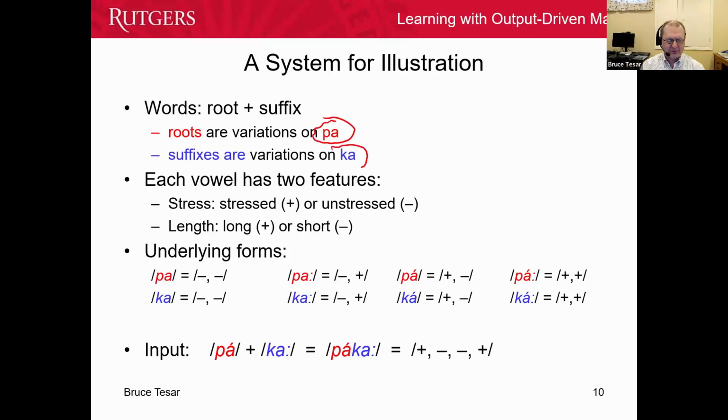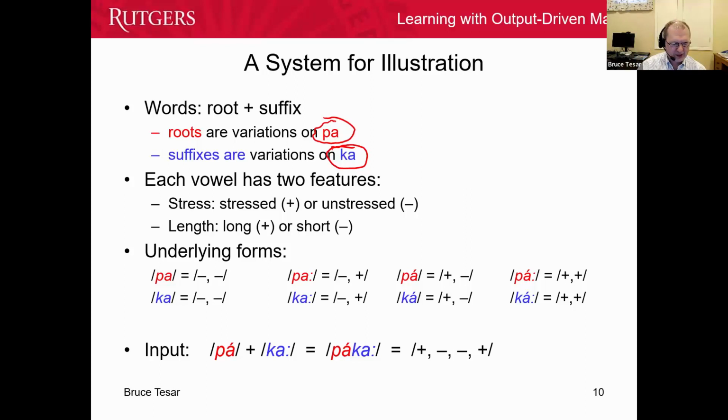Suffixes are just going to be variations on ka. Again, we're just concerned with the vowel. The K is along for the ride just to show you that it's a suffix. Each vowel has two features. And so each root is just a single syllable, so it has one vowel, and each suffix is a single syllable, so it just has one vowel. So the underlying form for each morpheme consists of just the two vowel features.